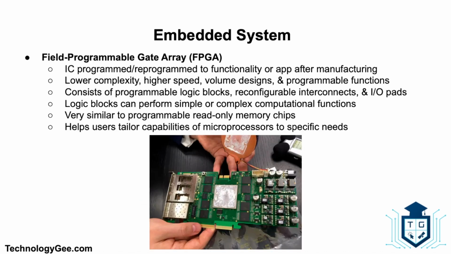The next one is called a field-programmable gate array, or an FPGA. This is an integrated circuit that can be programmed or reprogrammed to the required functionality or application after manufacturing. Important characteristics of FPGAs include lower complexity, higher speed, volume designs, and programmable functions. An FPGA consists of logic blocks which are programmable, reconfigurable interconnects, and input-output pads. The logic blocks used in an FPGA could consist of memory elements such as flip-flops or memory blocks. The logic blocks are capable of performing simple to complex computational functions.